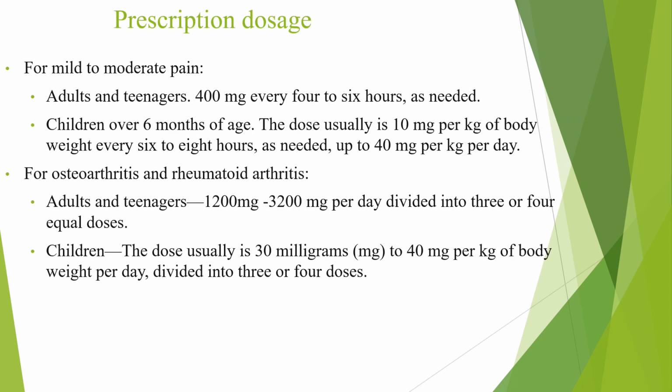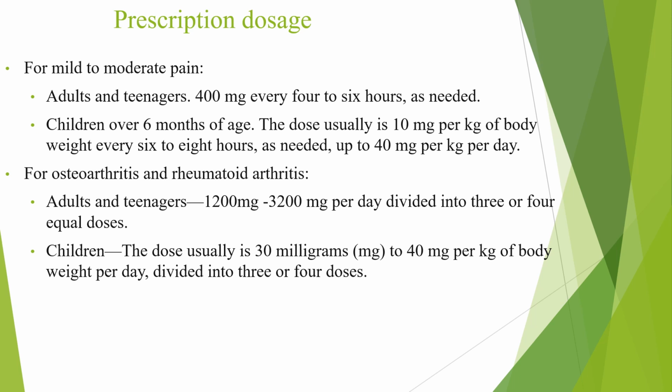For children, for mild to moderate pain, adults and teenagers should take 400 milligram every 4 to 6 hours as needed. Now, for children over 6 months of age, the dose usually is 10 milligram per kg of body weight every 6 to 8 hours as needed, up to 40 milligram per kg per day.